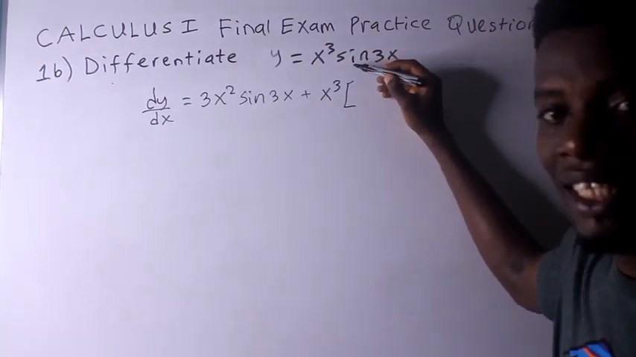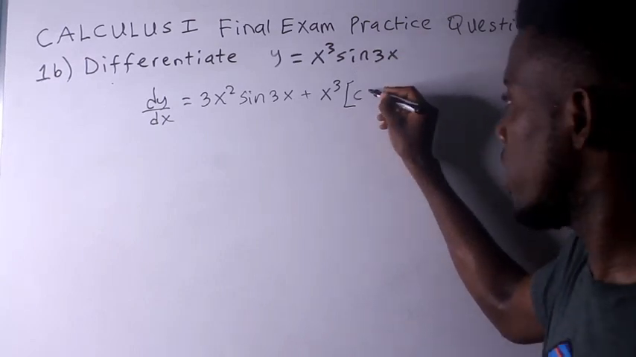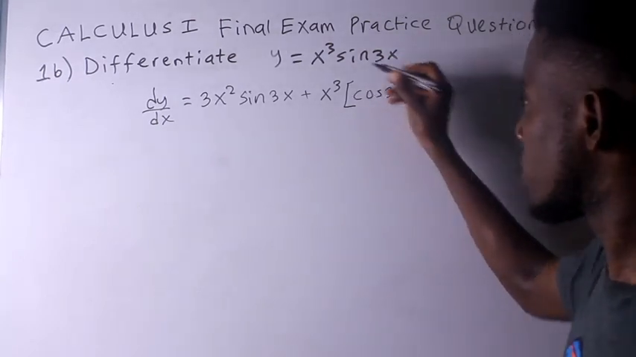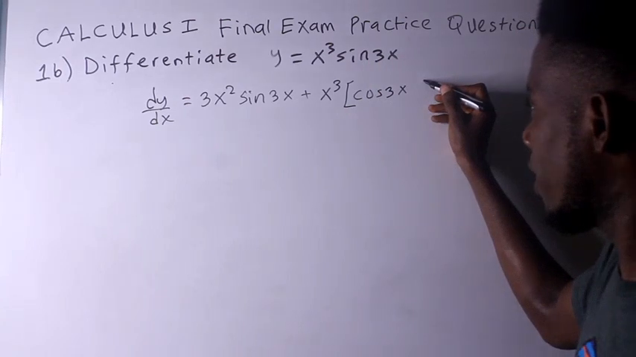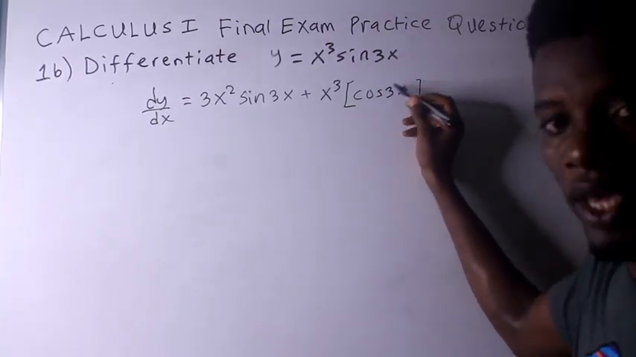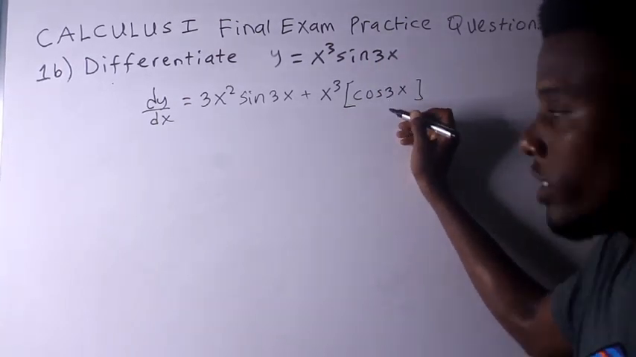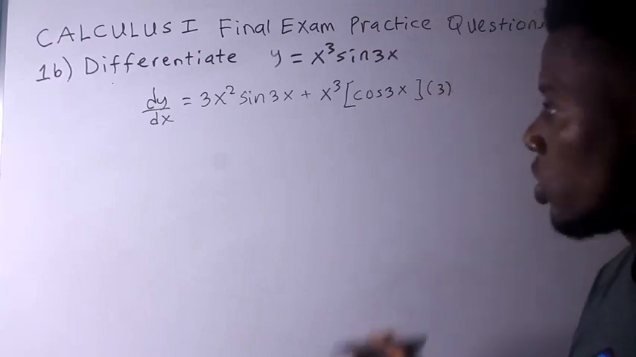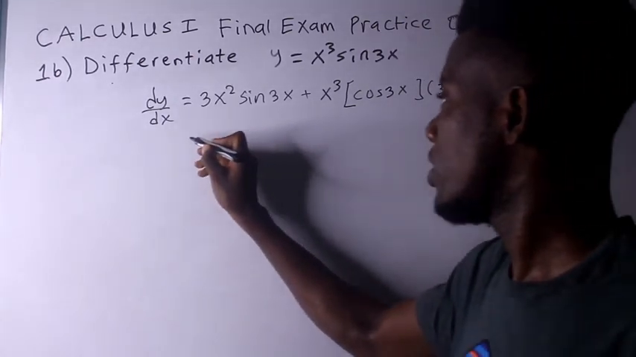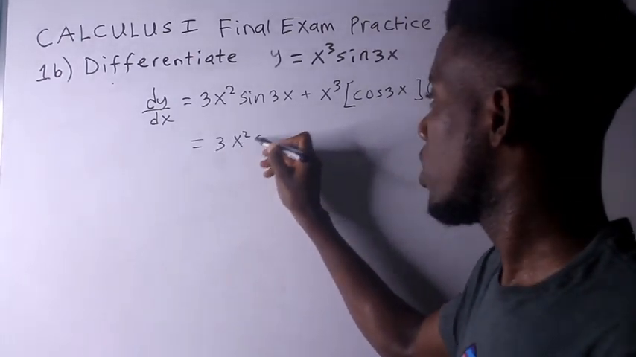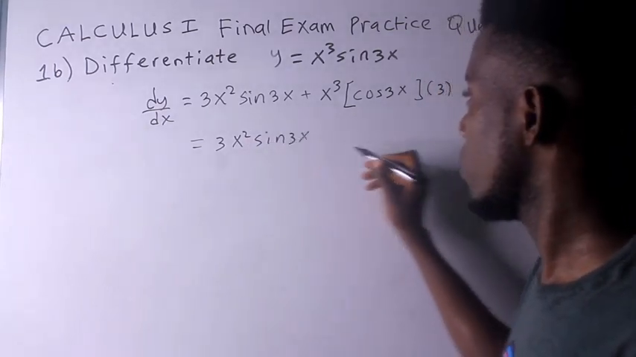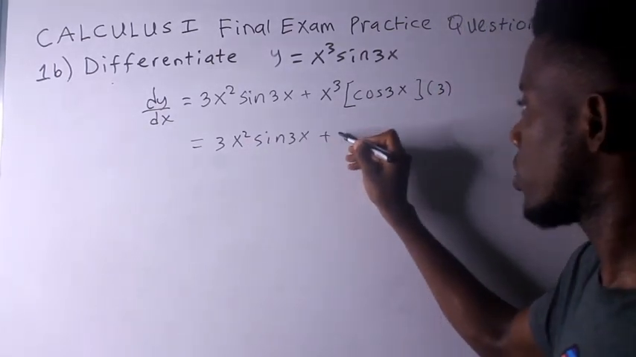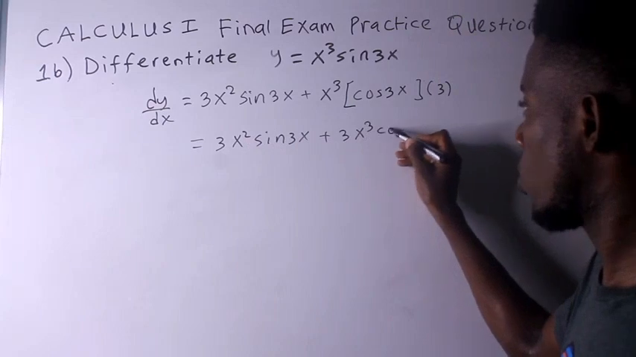So the derivative of sin 3x with respect to x is cos 3x, because we differentiate sin, we get cos, and then we multiply this by the derivative of 3x. What is the derivative of 3x? That's just 3. So we go right ahead and simplify. This is 3x squared sin 3x. This time this is plus 3x cubed cos 3x.